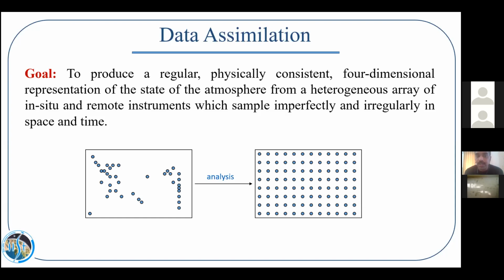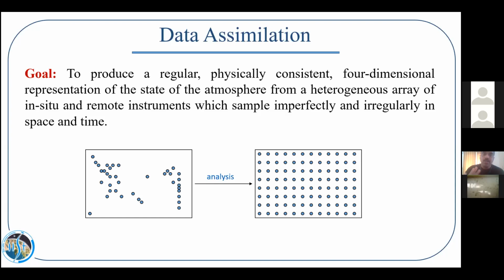So you can see in the bottom figure, this is how the observations are highly irregular. So data simulation does its purpose, and then this will be converted to regular grid points, through which we can use the NWP models to solve equations for the future, or to get the forecast for the future. So that's the sole purpose of data simulation. Okay, so that's the goal of data simulation.